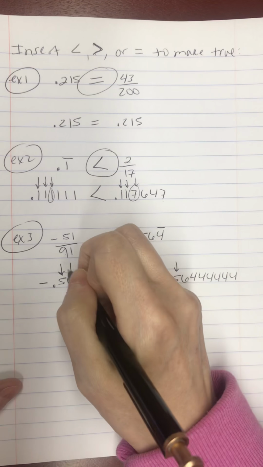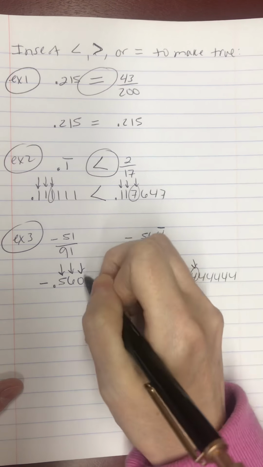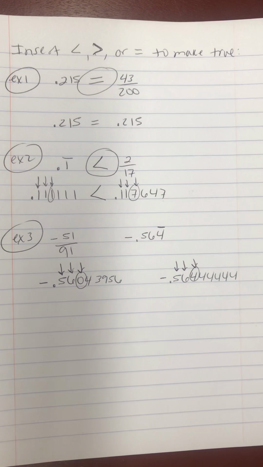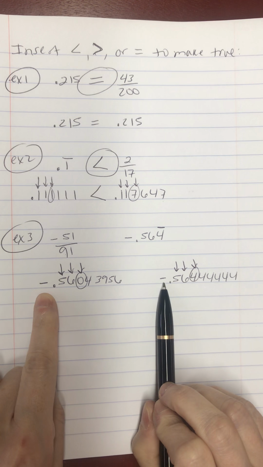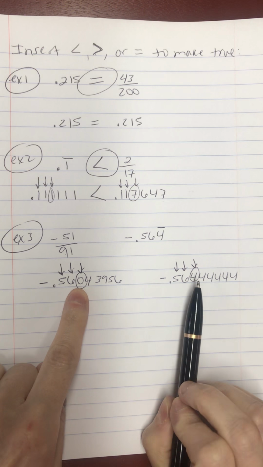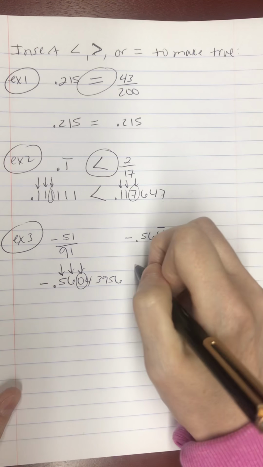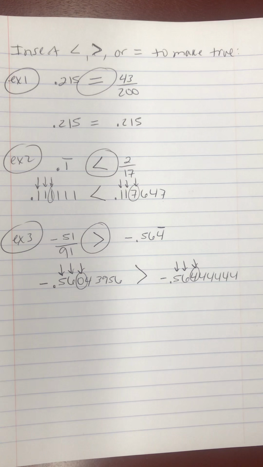It's the same. The 6 is also a match, but here's where it breaks down. You have a 0 versus a 4. Now again, since these are negative numbers, which one is actually greater, a 0 or a 4? Well, a 0 is greater than a negative 4. So that means the symbol goes that way right there. And so for your final answer, you're just going to put it in like that. Negative 51 over 91 is greater than negative 0.564 with the 4 repeating.